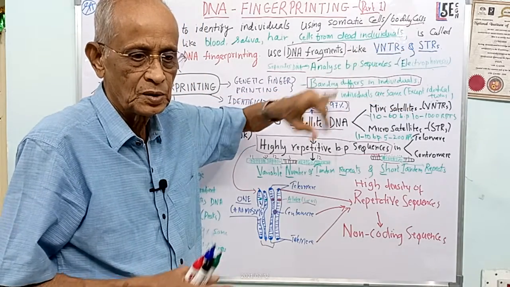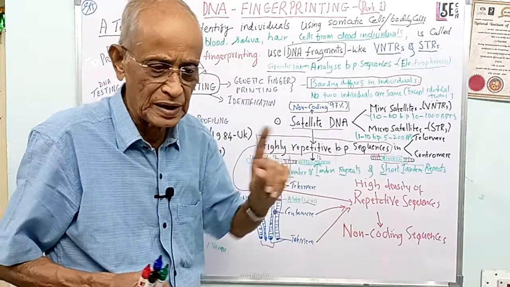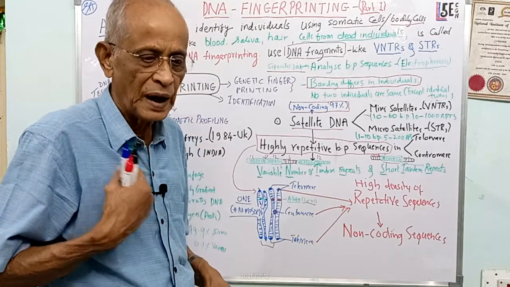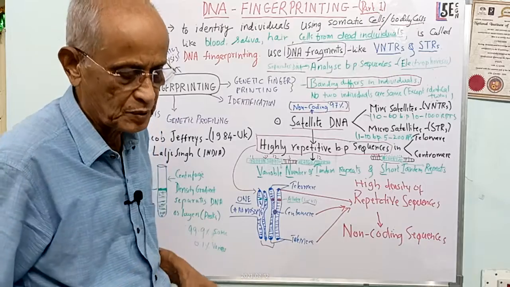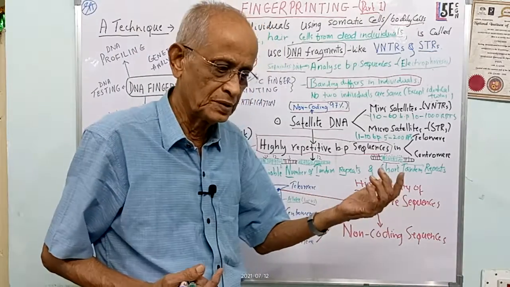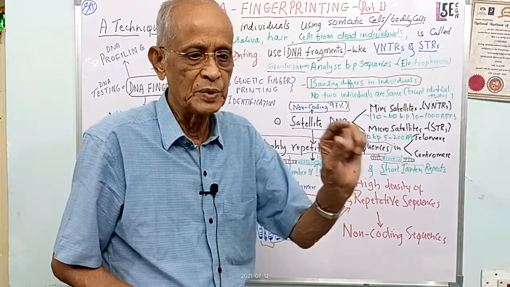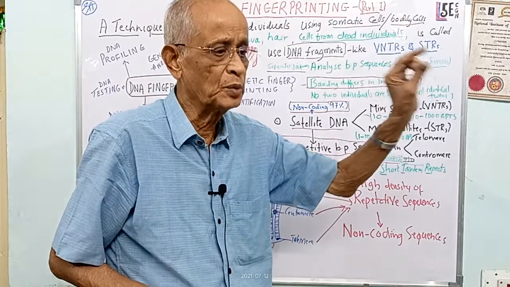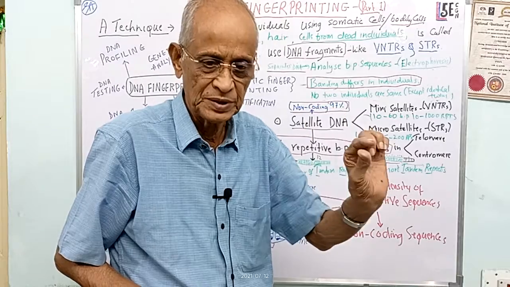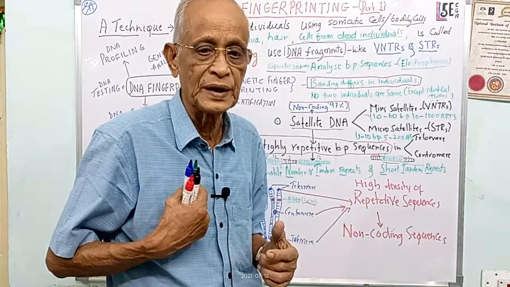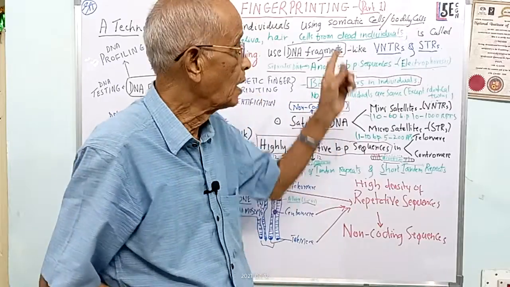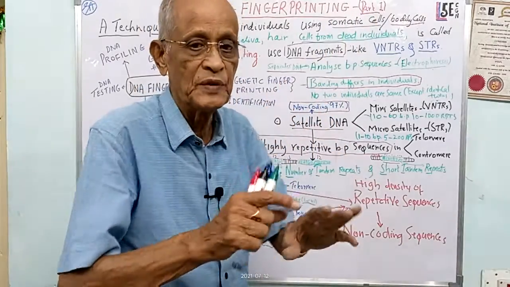That means if they are related, supposing you take my DNA and compare it with my daughter's DNA, there may be some areas, some alleles or some loci, that may be shared. But if I take my DNA and my wife's DNA for fingerprinting, they will be very different.